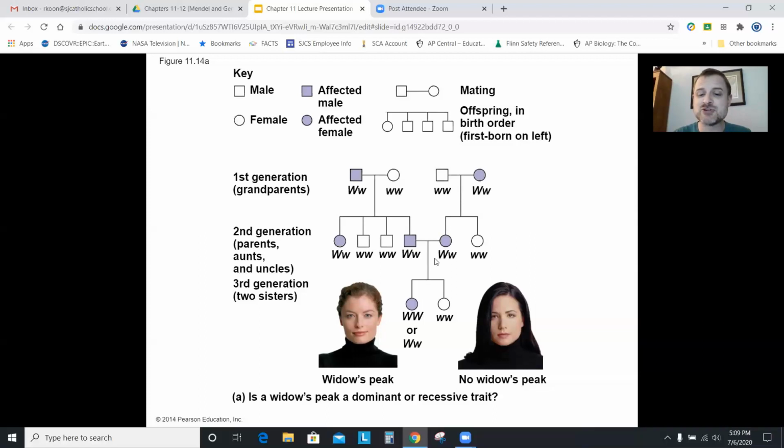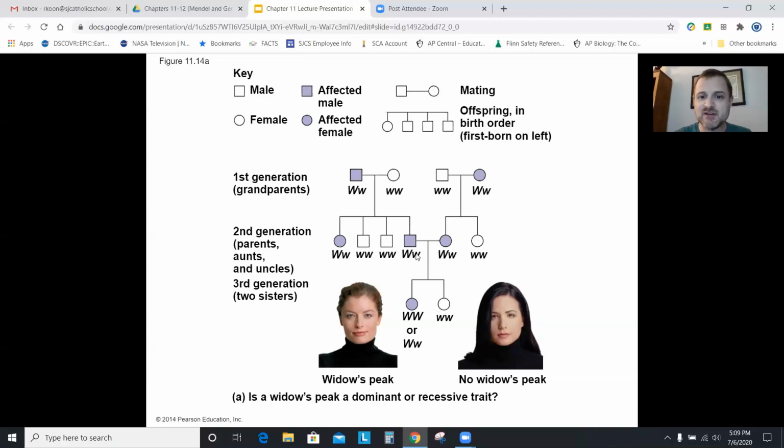So here's the trick. Find two parents that are exactly the same phenotypically, like they're both dominant or both recessive, and look at their offspring. These two parents are both the same, and they had a kid that was different. They had a kid that was recessive and a kid that's dominant. The only way for that to happen is if the trait is dominant. I'll show you one where it's recessive on the next slide.